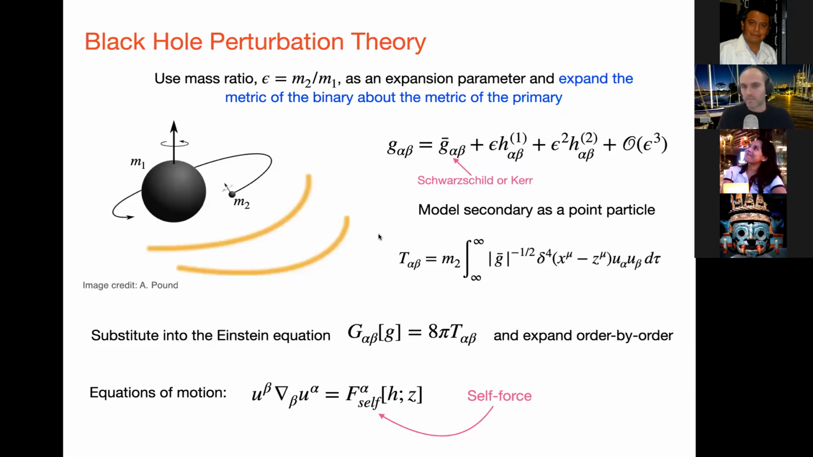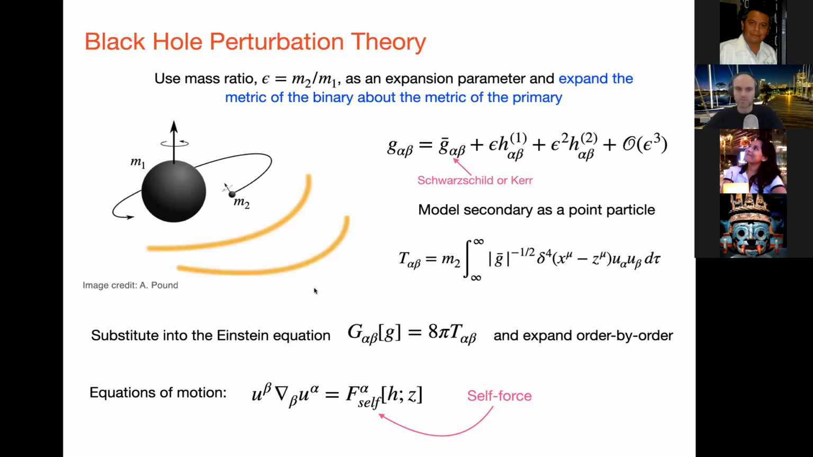Okay, so now let's talk about black hole perturbation theory, which is going to be the main topic of the talk. So what we're going to do is we have a new small parameter because of the small mass ratio. We use epsilon equal to m2 over m1. And we're going to use that to expand the metric of the binary around the generally analytically known metric of the primary. So here, the reminder is the system we're looking to solve for.